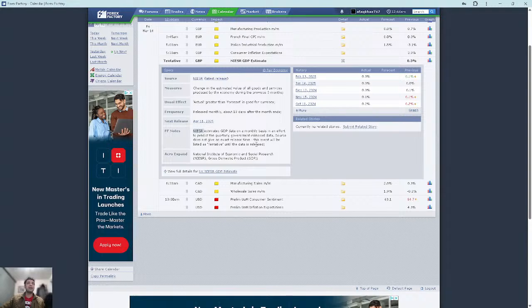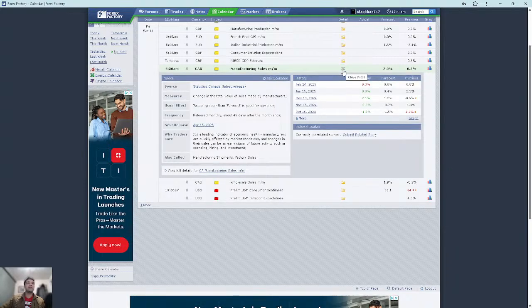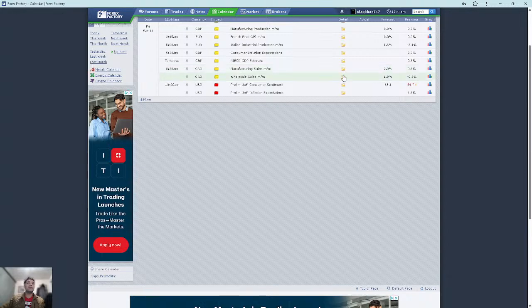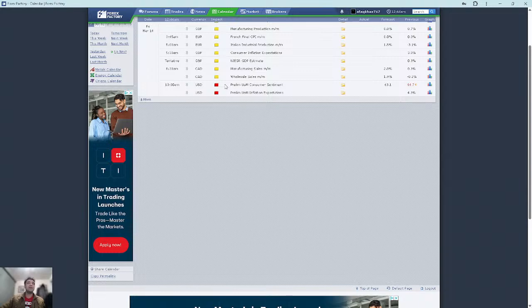Sources do not give an exact time, so this event will be tentative. NIESR is the National Institute of Economic and Social Research. And then we have manufacturing sales, which is the change in the total value of sales by the manufacturers. And then we have wholesale sales, which is the change in the value of sales at the wholesale level. They both link with consumer spending.